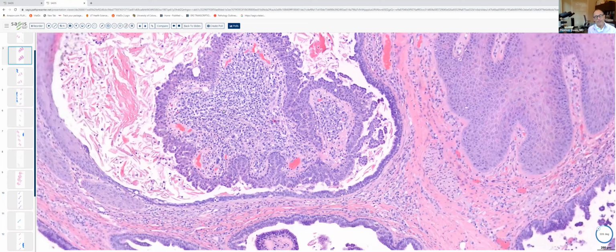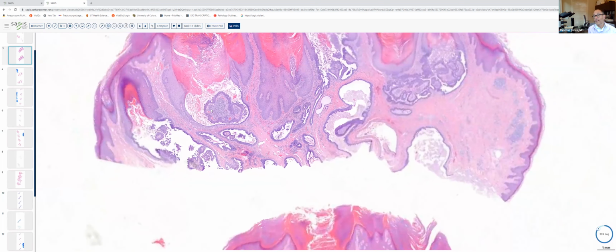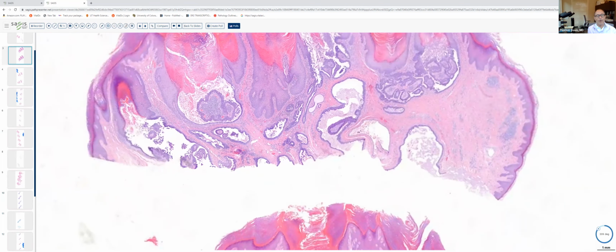So taken together, these features are diagnostic of a syringocystadenoma papilliferum. This lesion definitely has the fjords and fronds that Elston talks about.